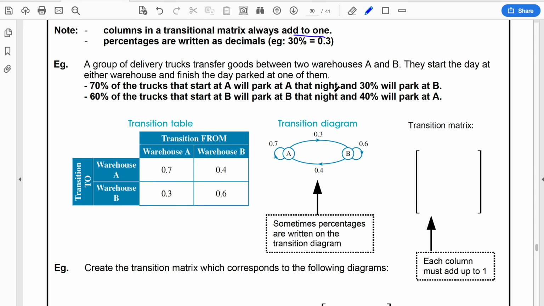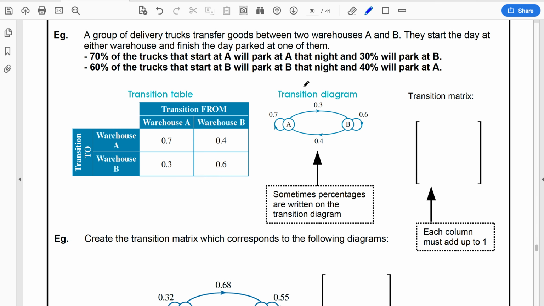So I'll start off with this one because it's fairly straightforward. You've got delivery trucks and they're transferring goods. We've got 2 warehouses, warehouse A and B. And what happens is that the trucks might start the day at a particular warehouse, but by the end of the day, they might be parked at a different warehouse. Some of them might stay at A, but some of them might move to B. And that's where the percentages are going to come in, because they're going to tell us what percentage of the trucks will start at A and stay at A that night. What percentage then will go over to B?